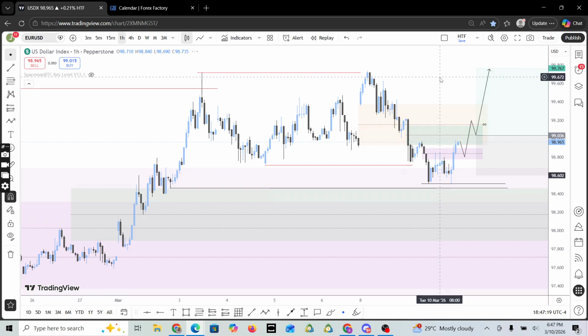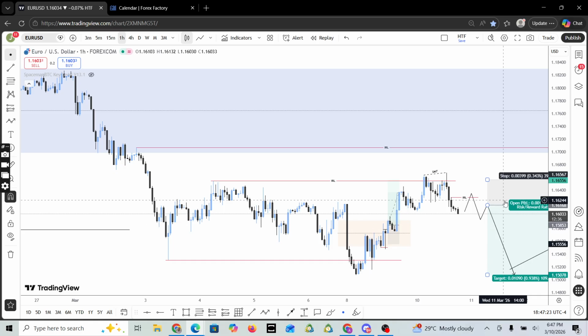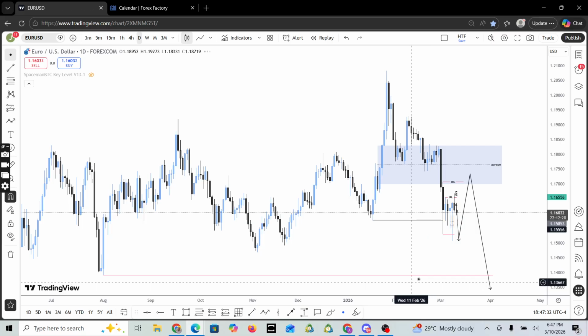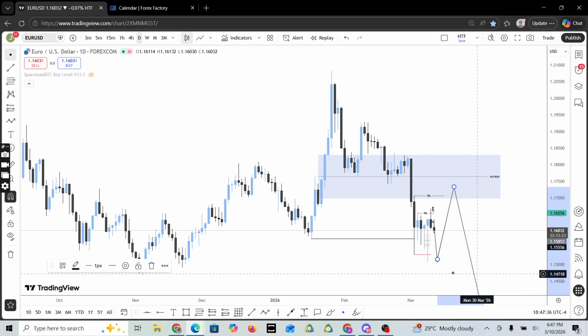So let me go to the EU. Have the same scenario on EU. That's why I put this here. I was actually analyzing this one. So let me go to the dailies. Go to the dailies. This is what I put on from Sunday.